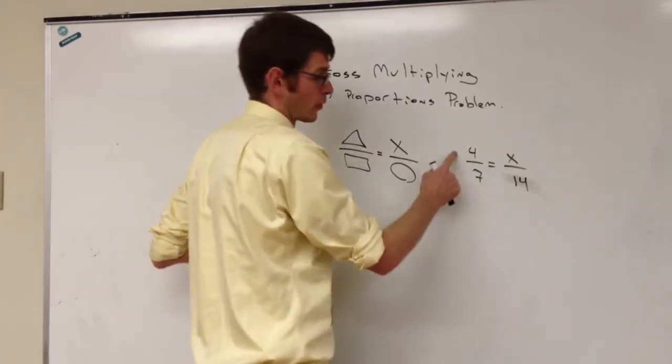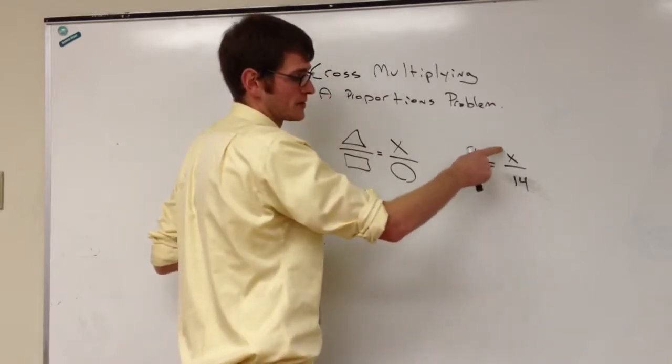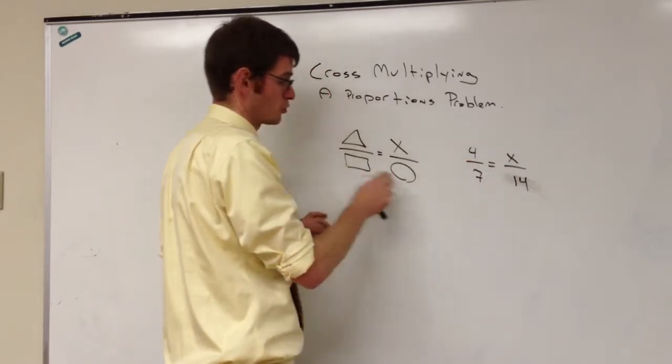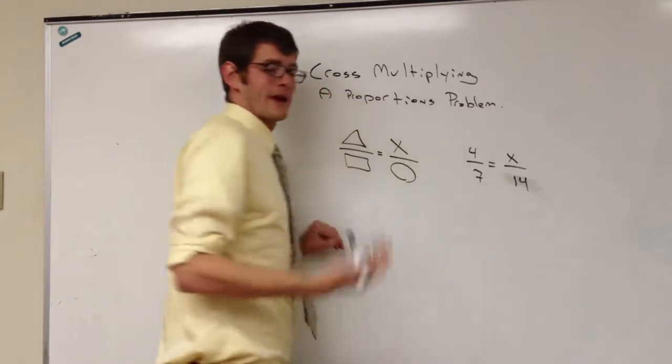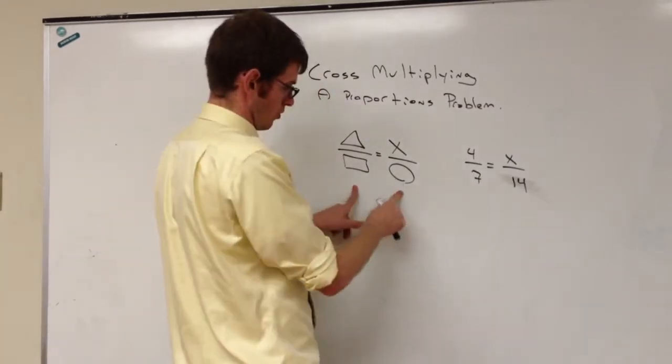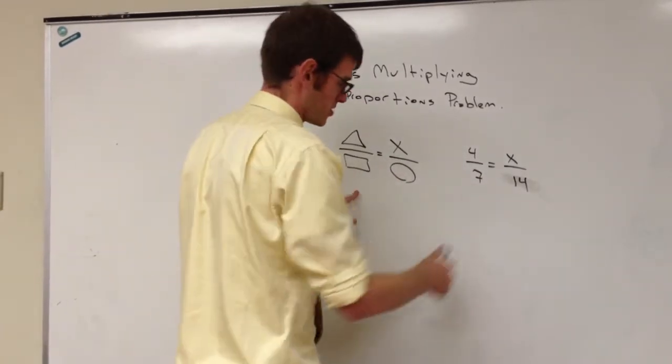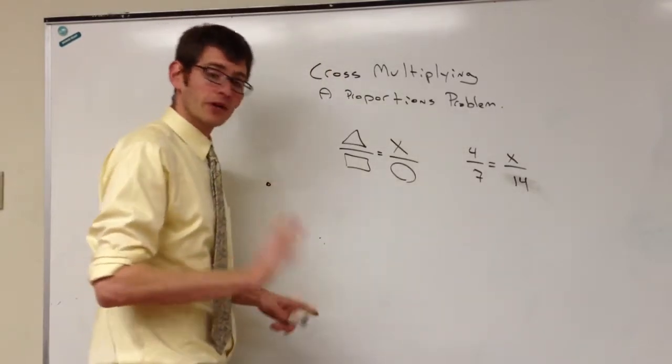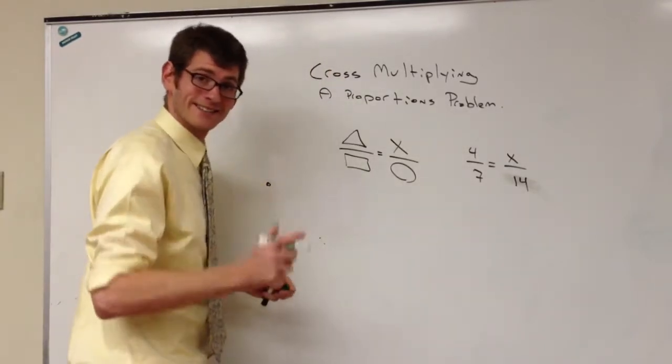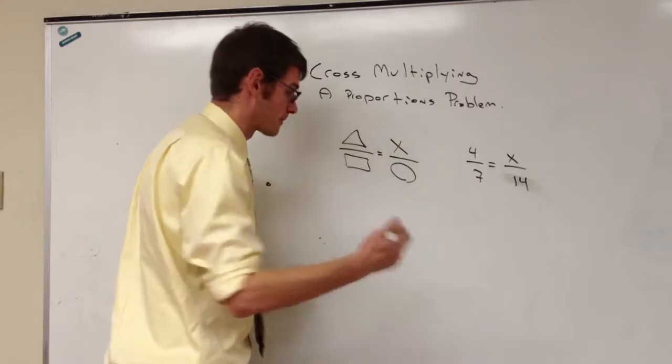But here we have 4 over 7 equals x over 14. These are two ratios compared with equals. 1 ratio, 2 ratio, 1 ratio, 2 ratio. Okay. The way we do our cross multiplying is this. You need to set up the problem first.